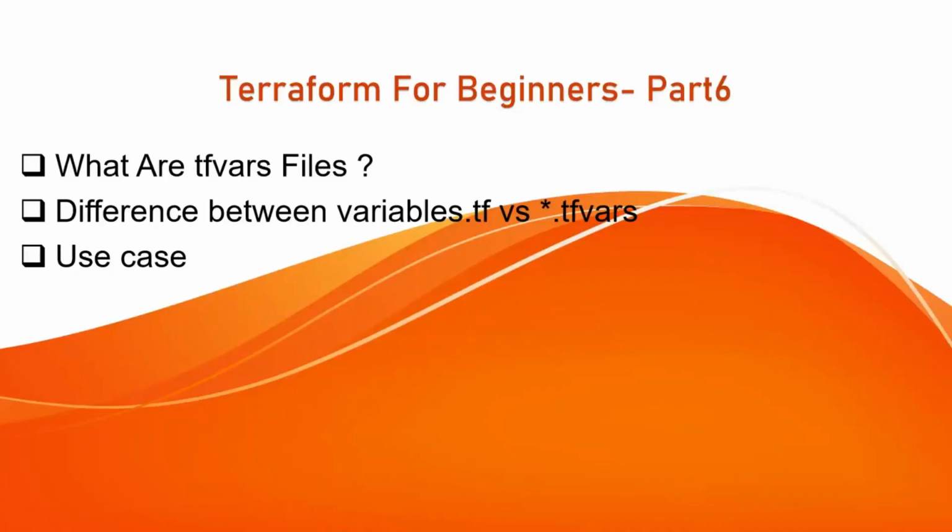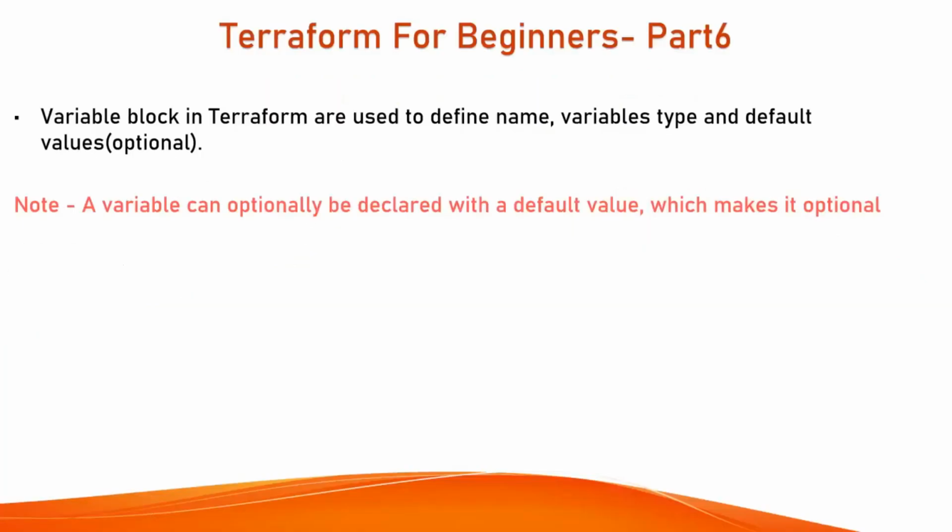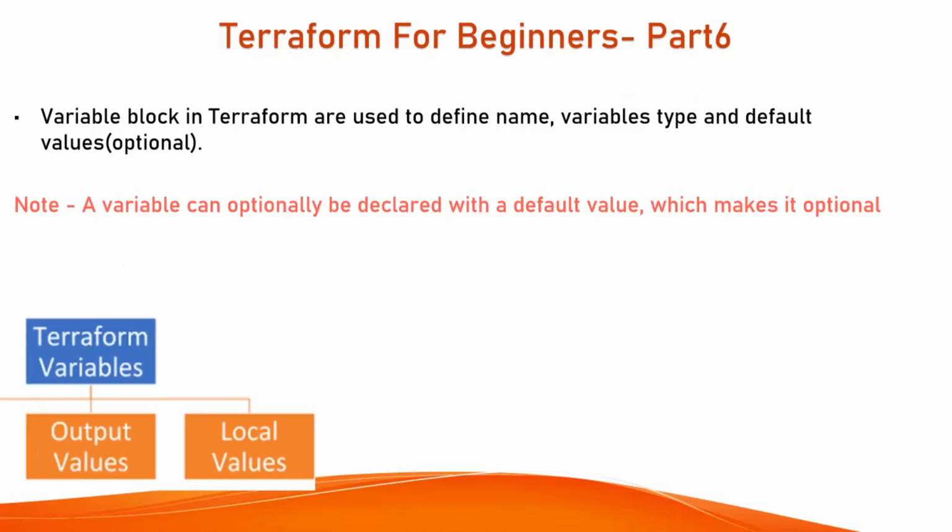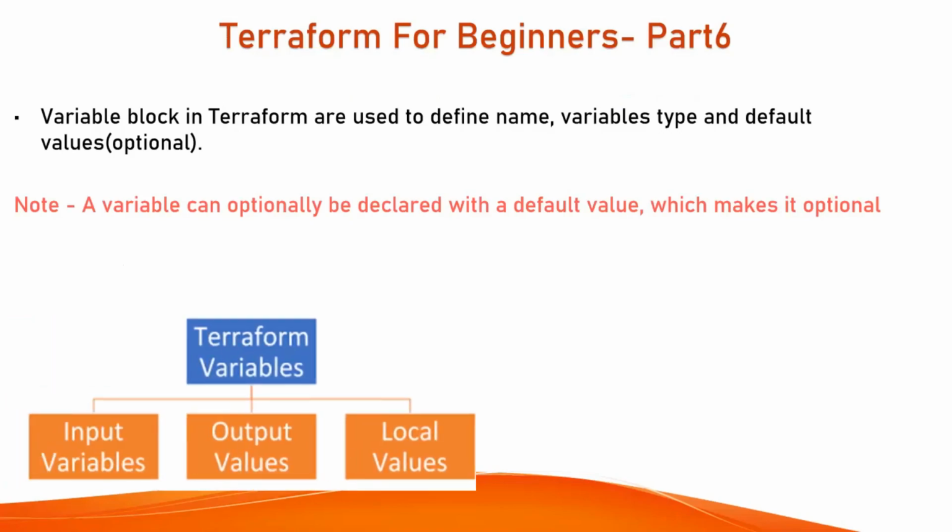Before we get into the depth of the tfvars file, let's have a quick recap on what are variables in Terraform. So here it is. Variable blocks in Terraform are used to define variable names and types, which can be string, boolean, number, map, or list, and a default value, which is optional. So what are the types of variables in Terraform? It is input variable, output variable, and local variable.